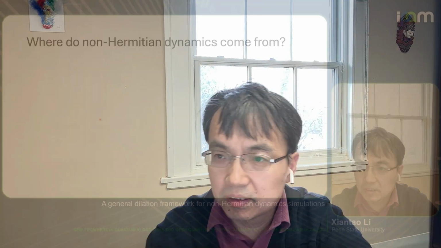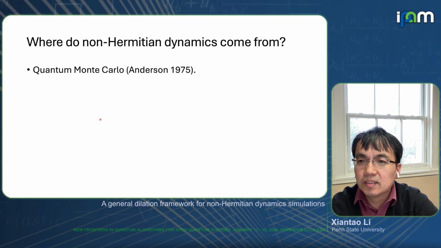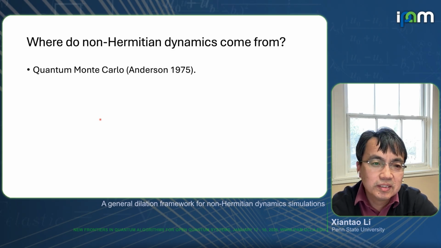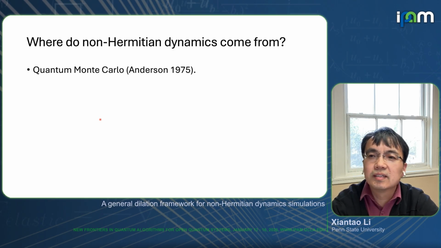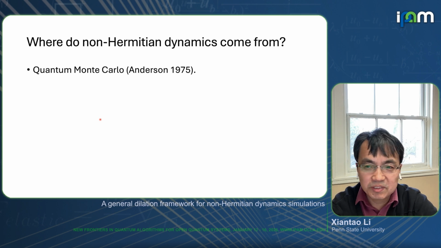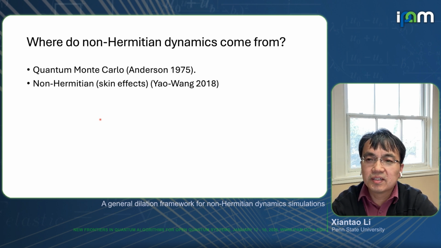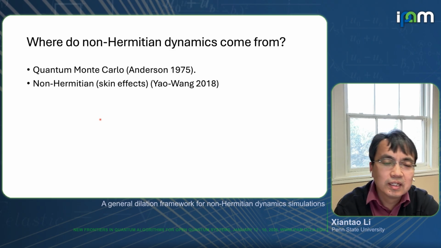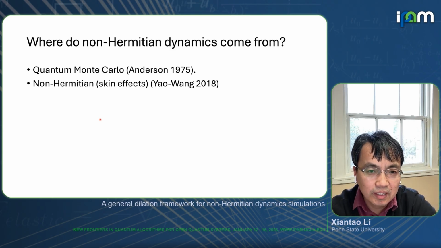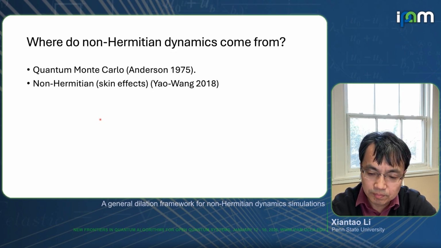And the first thing that I want to say a few words about is where non-Hermitian dynamics are coming from. Now, in quantum chemistry, the biggest example is the diffusive quantum Monte Carlo method. I would probably give credit to my colleague in our chemistry department. Now, more recently, there are some other interesting applications of this. For example, the skin effects. And here, the Hamiltonian is naturally non-Hermitian.